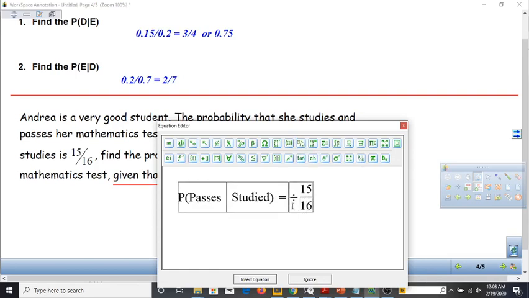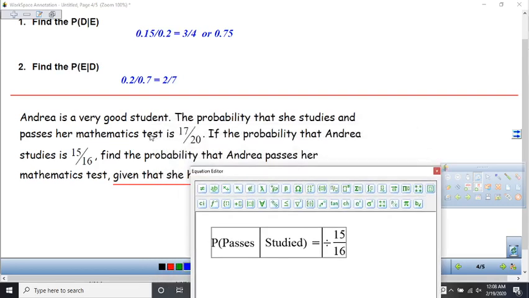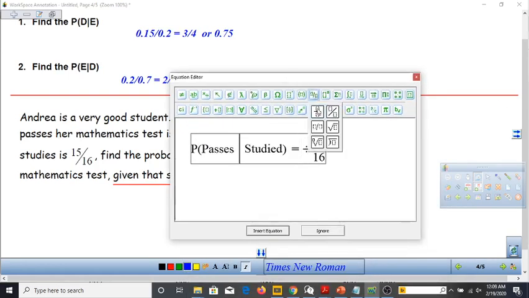Now, what are we dividing by 15 over 16? We're dividing the probability that she passes, she studies and passes. So the probability that she studies and passes, that means they intersect, is 17 over 20. So that's my fraction there. I'm going to divide 17 over 20, which is the probability that she both studies and passes, by 15 over 16.